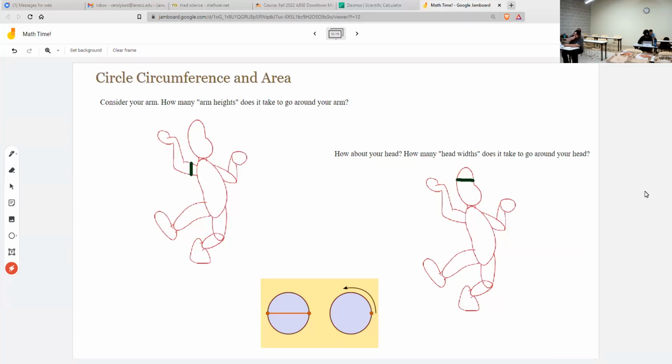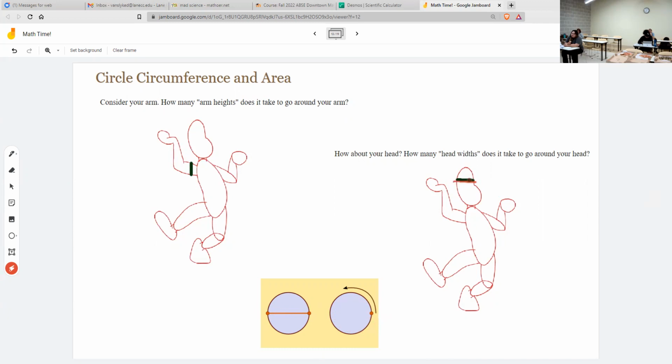We just did something where we used, I'm going to pretend it's string. We couldn't find string and had to use masking tape. But let's pretend we had string and measured the width of someone's arm. How many of those widths through the middle of the arm would it take to go around? 1, 2, 3, and a little bit more when we actually did this on people's arms.